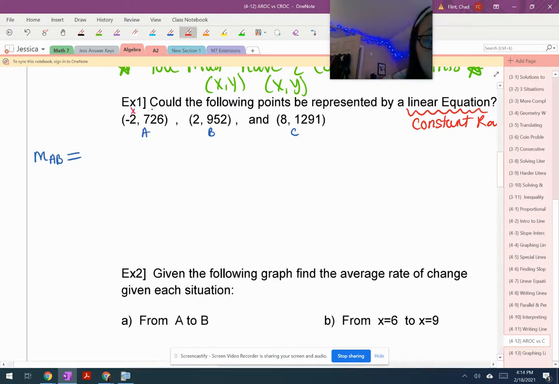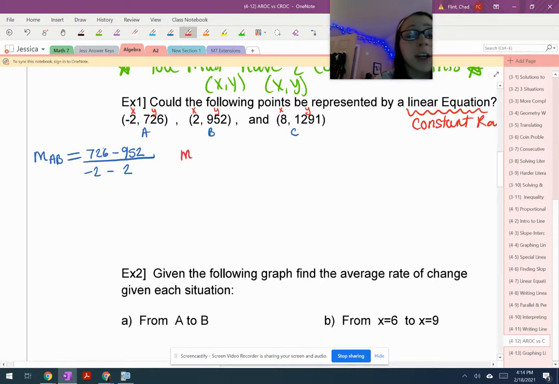Again, I'm going to go through and label each one with an X and a Y because I'm notorious for mixing those up. My little brain can't handle it. All right, so AB. So 726 minus 952 over -2 minus 2. Boom.